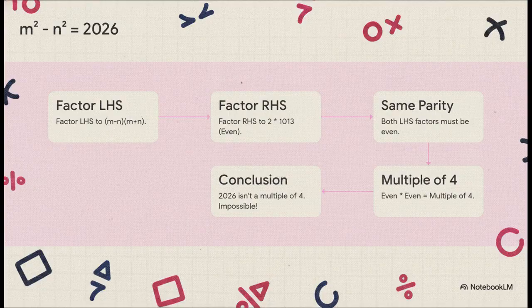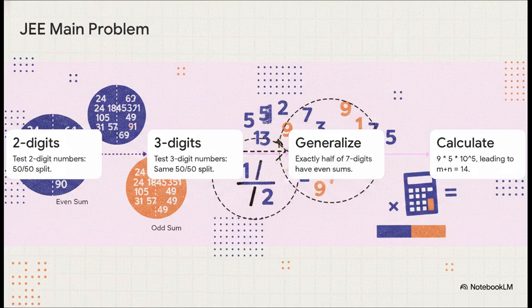Boom, case closed. Now, let's apply this to a real JEE Main exam problem. For context, that is one of the absolute toughest engineering entrance exams in the world. They asked candidates to find the number of 7-digit numbers where the sum of the digits is even. If you try to calculate this using some complex permutation formula, you are going to run out of time, for sure. But if you start small, you immediately notice a pattern.